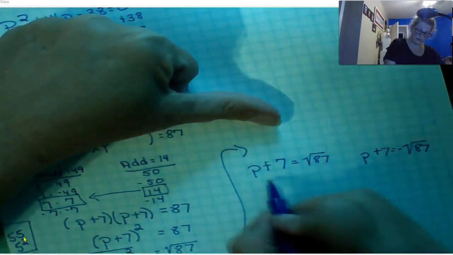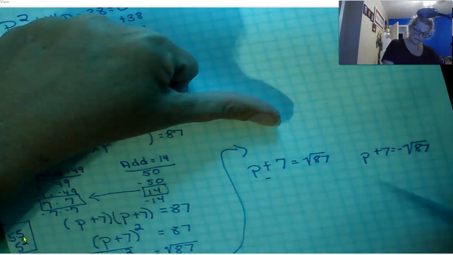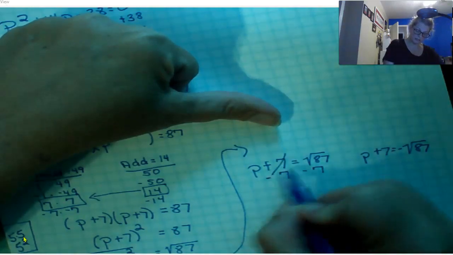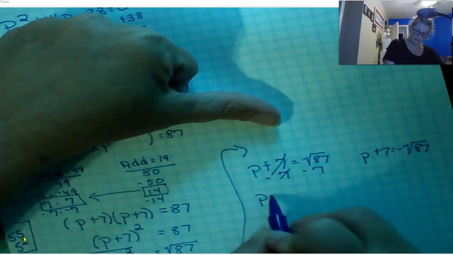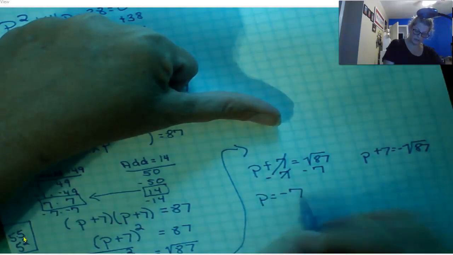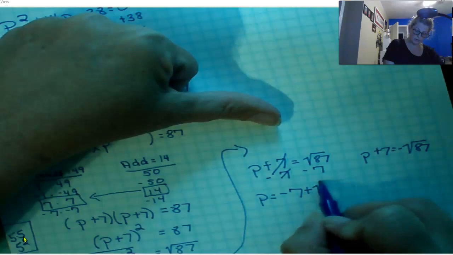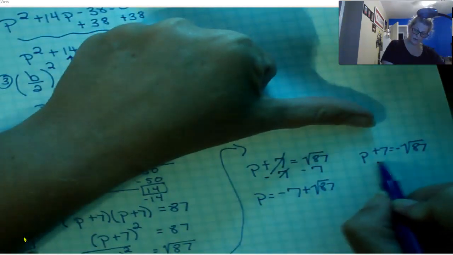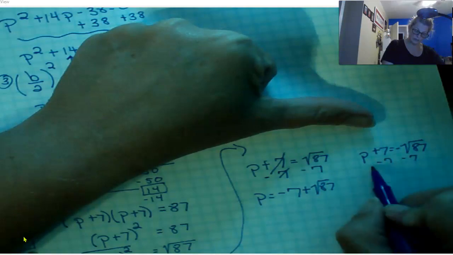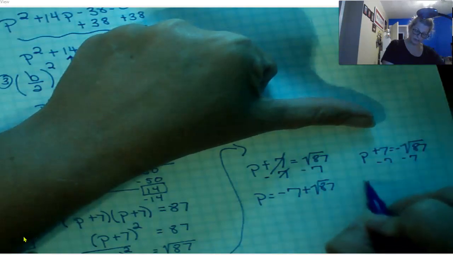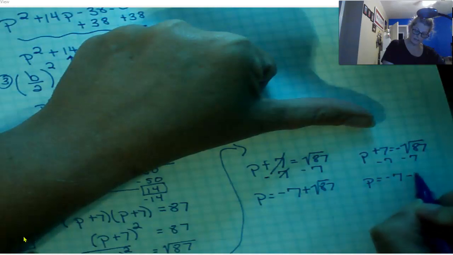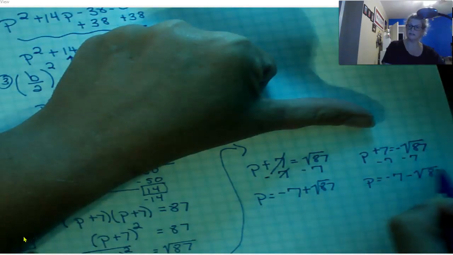Okay, so I'm going to get my p by itself because that's what I'm solving for. So I'm going to subtract 7 from both sides. p is going to equal negative 7 plus the square root of 87. Subtract 7 from both sides. Here, p is going to equal negative 7 minus the square root of 87.